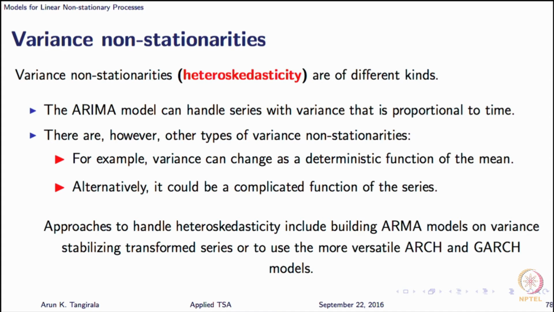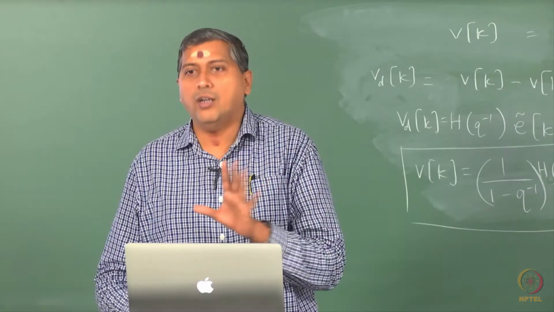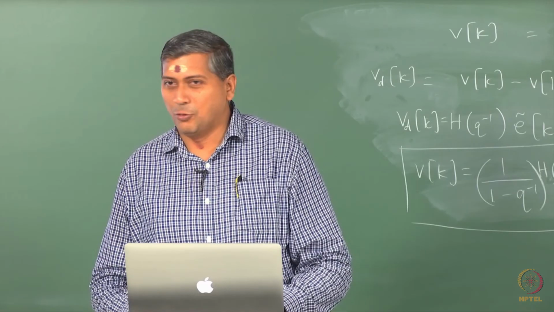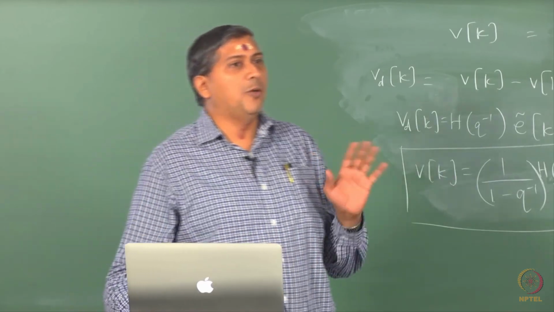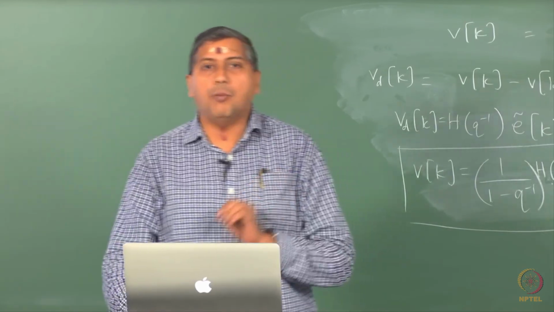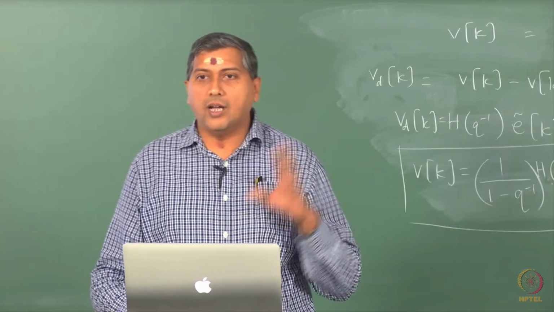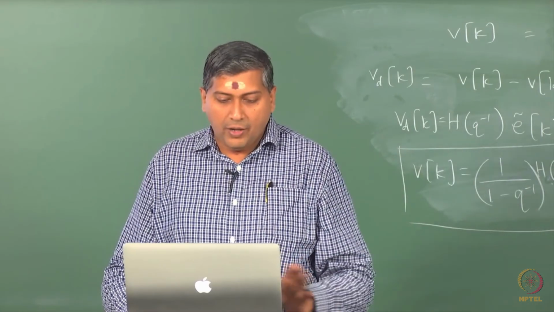Either you work with transformed series to get rid of the variance changing with time, or you work with a generalized set of models, another class of models known as the ARCH or GARCH models. ARCH models, as I said earlier, are autoregressive conditionally heteroscedastic models. Now, that is a lot, so we will not discuss this in the course, but you should be aware of them. They are very popular in econometrics, and GARCH is a generalization of that. We will not go into that.